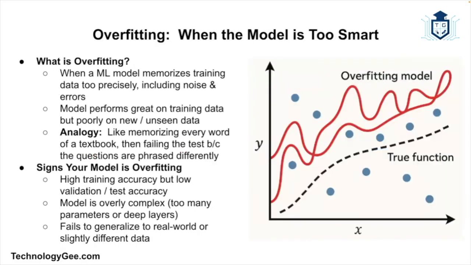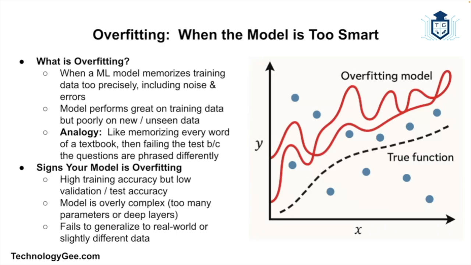Exactly what is overfitting? So, overfitting happens when your machine learning model learns the training data too well, like obsessively well. It memorizes every tiny detail, even the random noise or errors in the data. It becomes a straight A student on the training data, but completely bombs the test when it comes to new or unseen data. So imagine this.